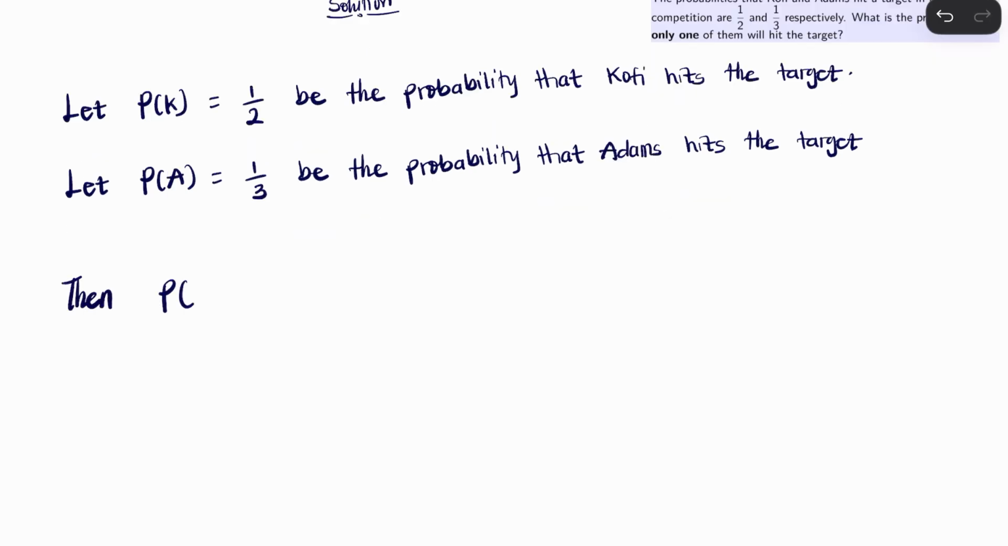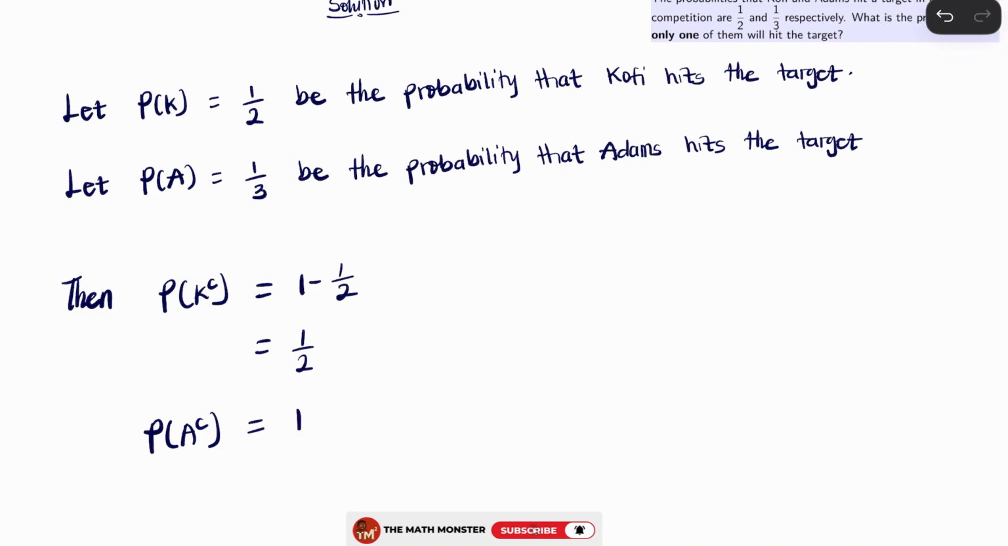Then the probability of Kofi not hitting the target is 1 minus 1/2, right? So that's going to give us 1/2. And also the probability of Adams not hitting the target is equal to 1 minus 1 on 3, which is equal to 2 on 3.